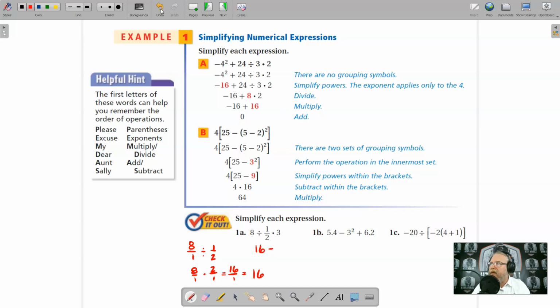Now I was going to divide. Actually, I need to multiply. So 16 times 3 is going to be, what is that, 48? Equals 48. Let's do this one down here on the end.